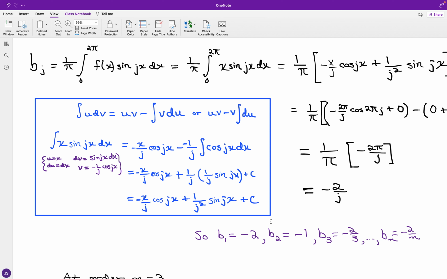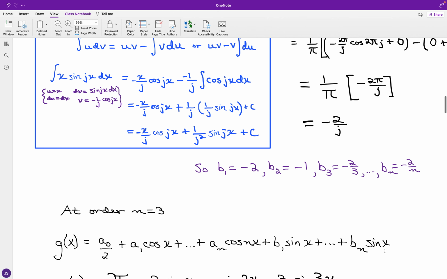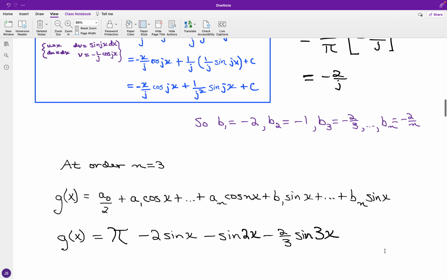And for what we have with our natural number subscripted values, for the coefficient terms, we have b sub 1 equal to negative 2 over 1, which is negative 2. B sub 2 is equal to negative 1. B sub 3 is equal to negative 2/3, and so on, where we have b sub n equal to negative 2 over n. And we have that order n is equal to 3. So just filling in.